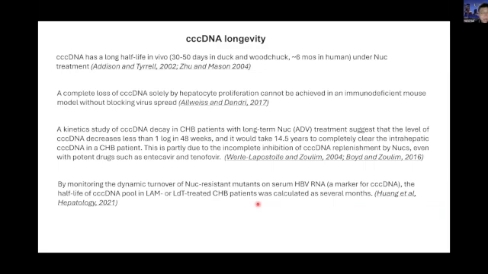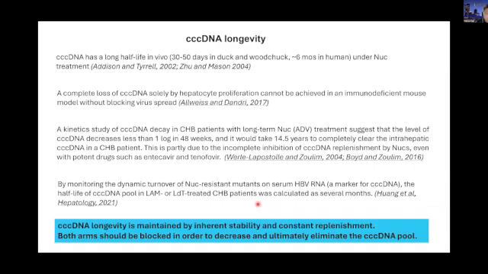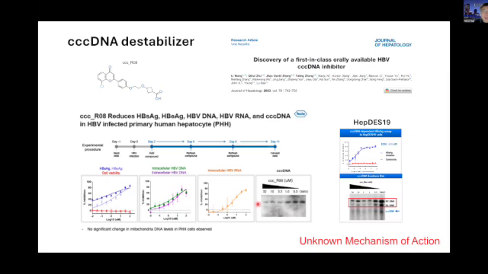The half-life of the cccDNA pool in lamivudine or LDT treated chronic hepatitis B patients was calculated at several months. That's shorter than previously thought, but it still indicates that the cccDNA half-life is long. So cccDNA longevity is maintained by its inherent stability and also by constant replenishment from replicating rcDNA intracellularly. So both arms should be blocked in order to decrease and ultimately eliminate the cccDNA pool, which is very challenging. And this is an example.